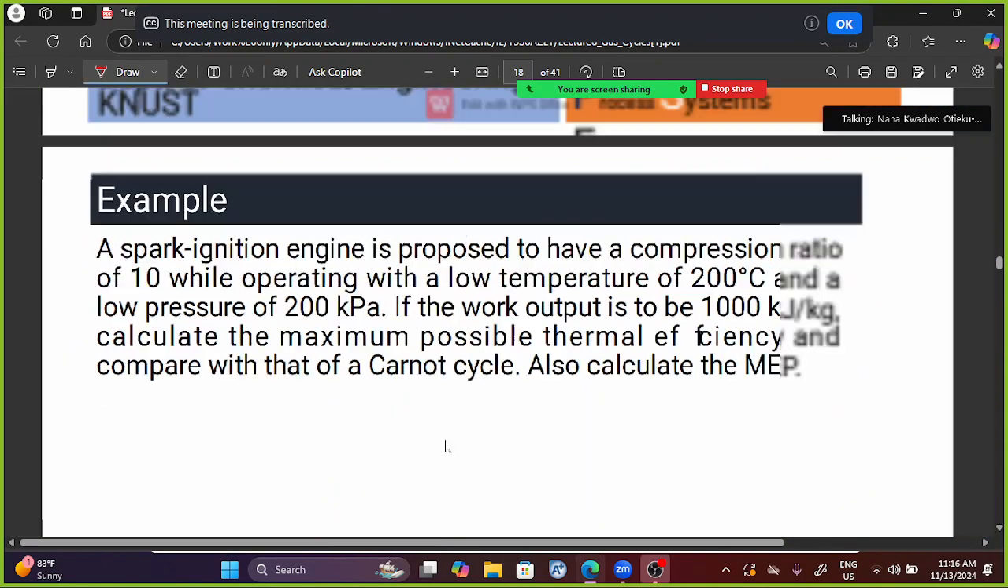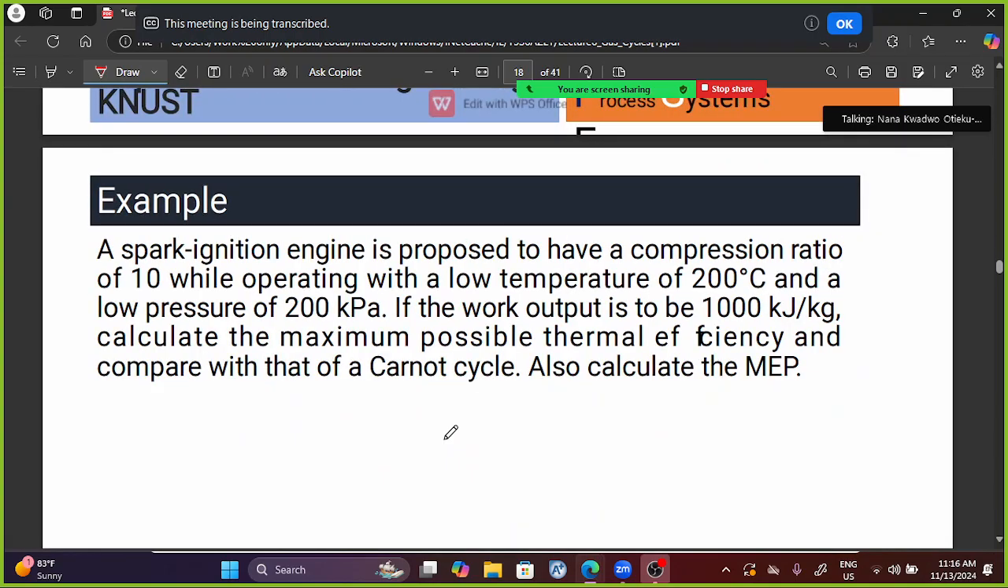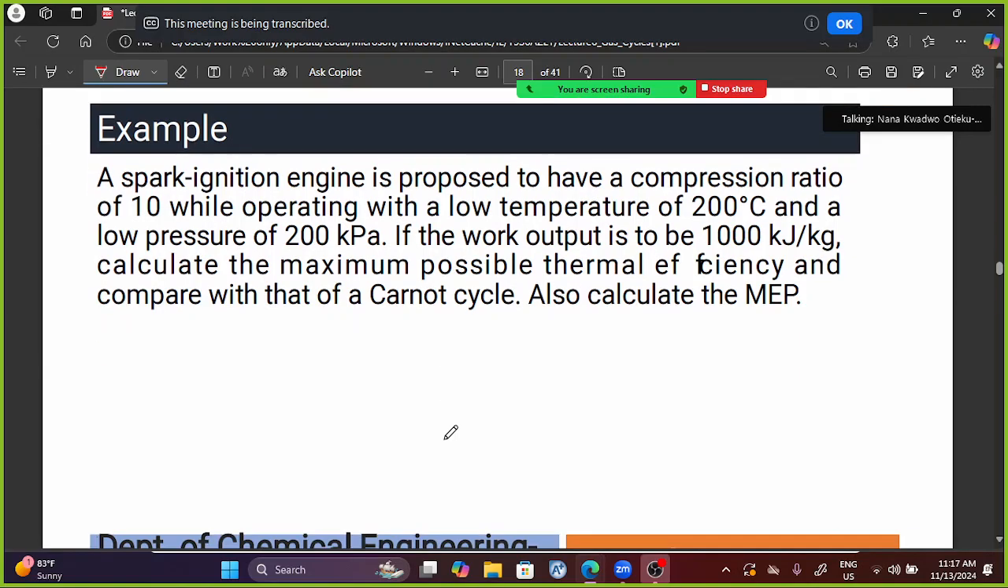So we'll take an example. So we have a spark ignition engine. It's proposed to have a compression ratio of 10. So let's take it bit by bit. We have a spark ignition engine.